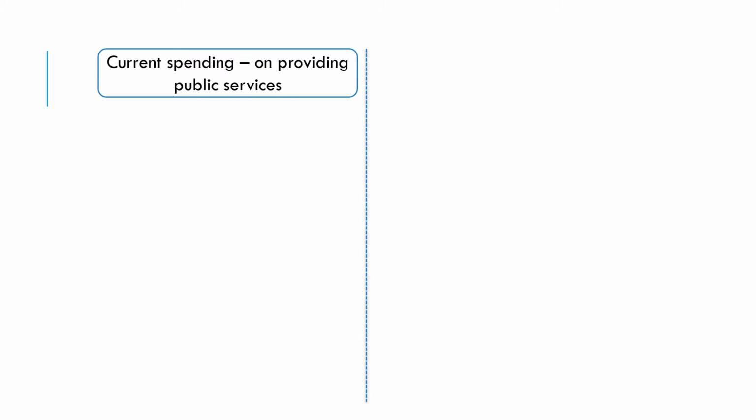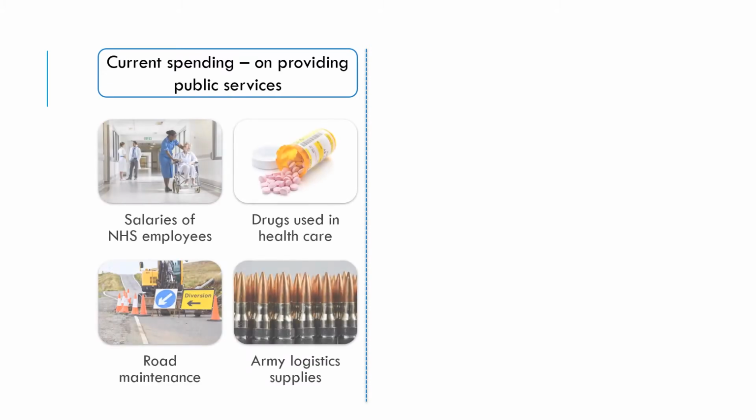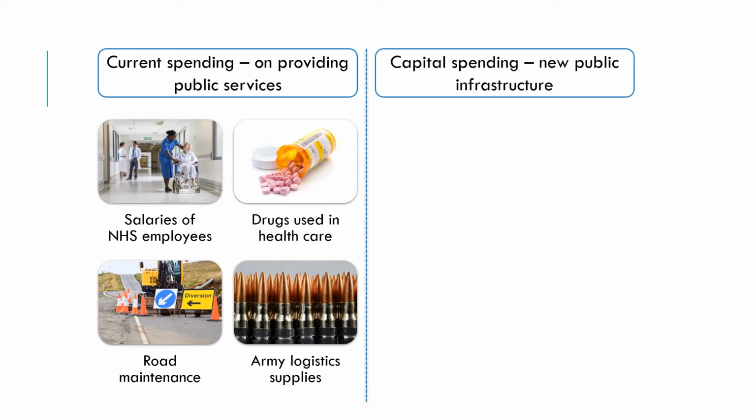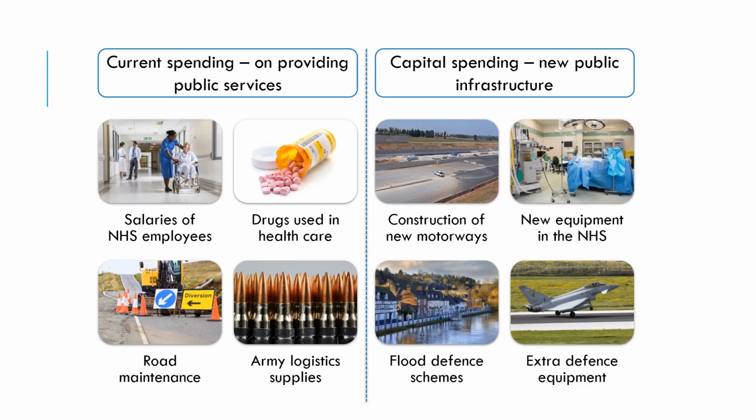So there are two main types of government spending that we need to be aware of. The first is current spending, and that's providing public services. So these will be examples of current spending: salaries of the NHS, maintaining roads, logistics for army supplies, those sorts of things. And the other type of spending is capital spending, and that is spending on long-term infrastructure projects. So construction of new motorways, new equipment in the NHS, flood defence schemes.